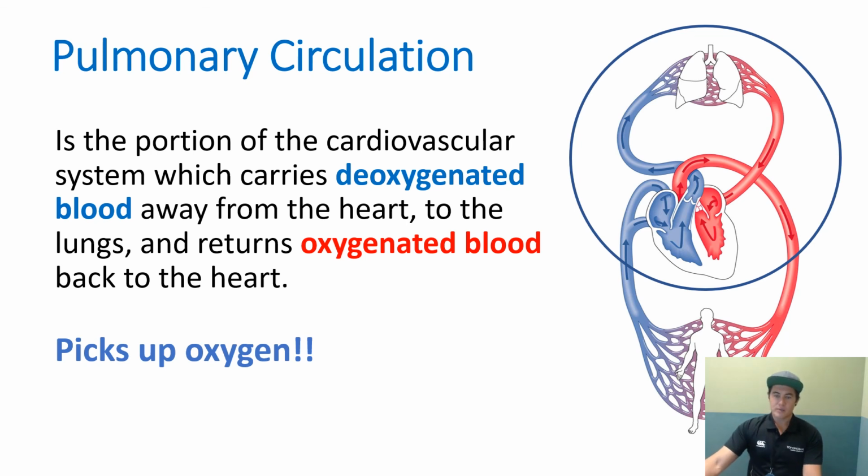Okay, now we can look at different spaces of circulation. We've got the pulmonary circulation, and as we've said a few times, pulmonary means lungs. So this is our lung circulation. It's a portion of the cardiovascular system which carries deoxygenated blood from the heart to the lungs to pick up oxygen and bring it back to the heart. So it's a pickup system. Pulmonary circulation is heart, lungs, lungs, heart. There's our circulation right there.